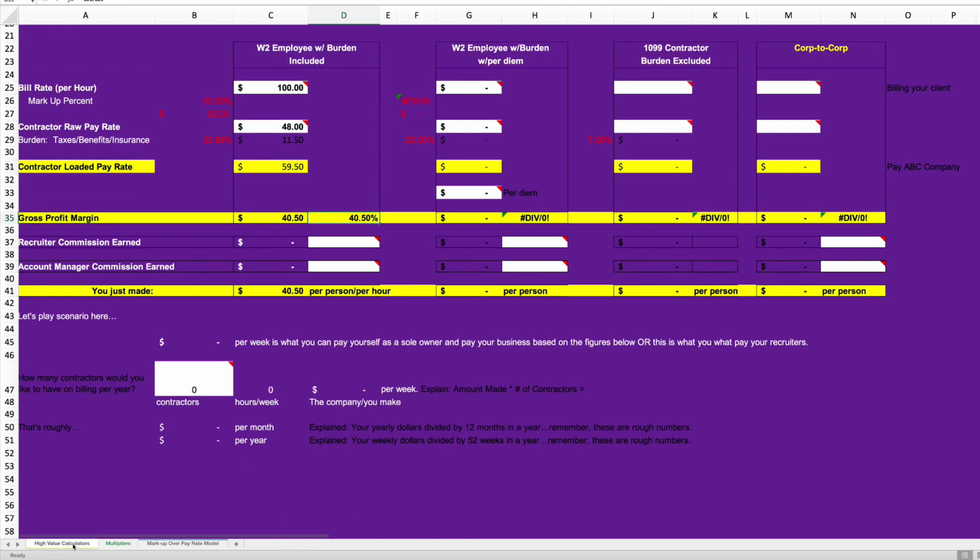And so I use the high value calculator, but I know my client in New York uses the markup over pay rate model, right? So everybody does something different. So you can choose which model you want to choose. I deliver the highest level of quality, the highest level of value. I use the high value calculator. Very simple.